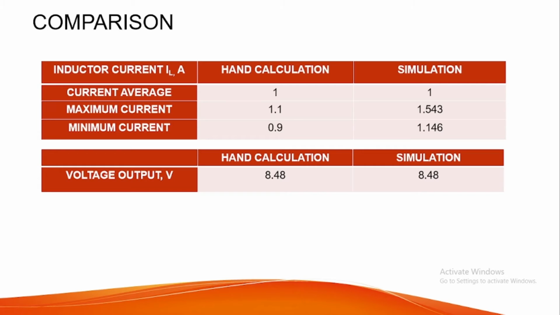For the comparison, we compare the result for hand calculation and simulation result. First, the inductor current. For the average current, the hand calculation will get 1 ampere. The same goes for the simulation, 1 ampere. Maximum current, hand calculation will get 1.1 ampere, meanwhile for simulation 1.542. The minimum current for hand calculation is 0.9, while simulation is 1.146. And last, the voltage output for hand calculation is 8.48, and for the simulation it is 8.42.